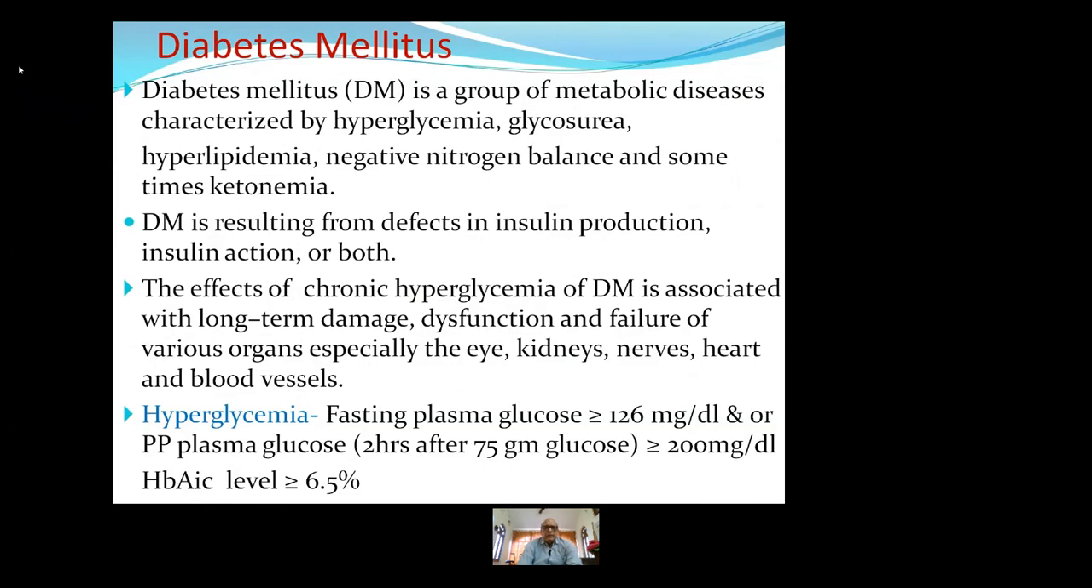What is hyperglycemia? When fasting plasma glucose level is more than 126 milligram per deciliter, and/or PP plasma glucose, that is 2 hours after 75 gram glucose, is more than 200 milligram per deciliter, and HbA1c level is more than 6.5%.